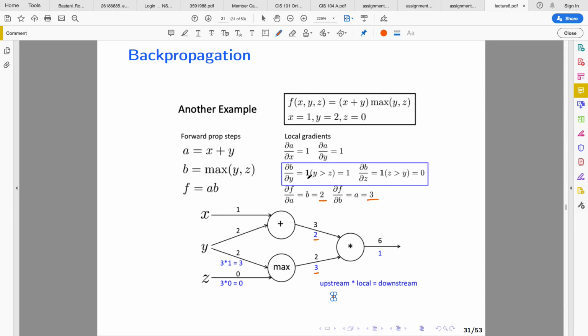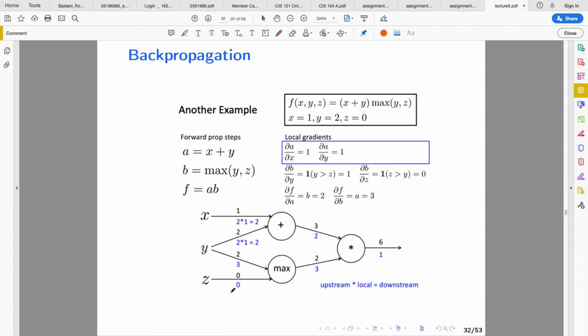Okay, so that gives us a 1, and we now multiply the 1 with the upstream, which is 3 times 1. So this is updated to 3. Here we do a partial derivative of b with respect to z. That gives us a 0, and we multiply it by the upstream. The upstream value is 3. This gives us a 0.